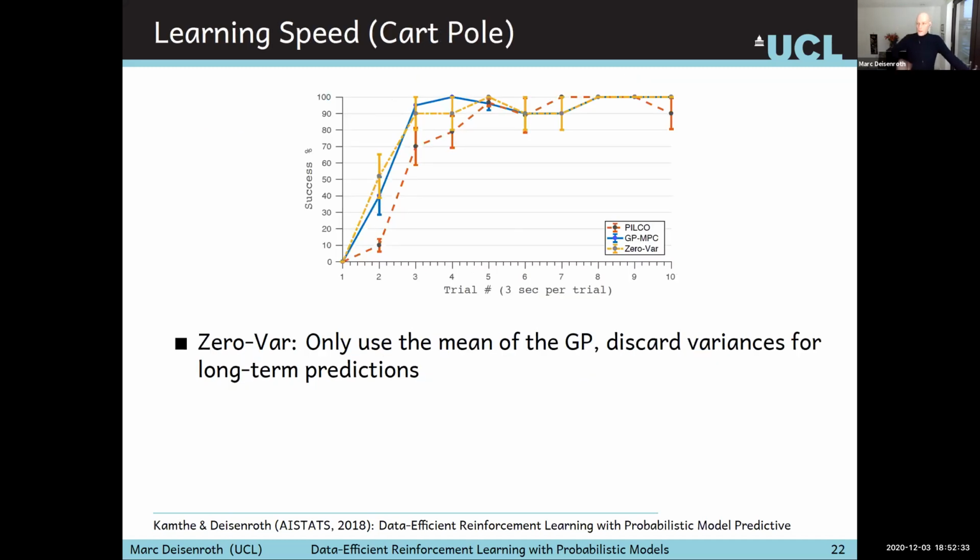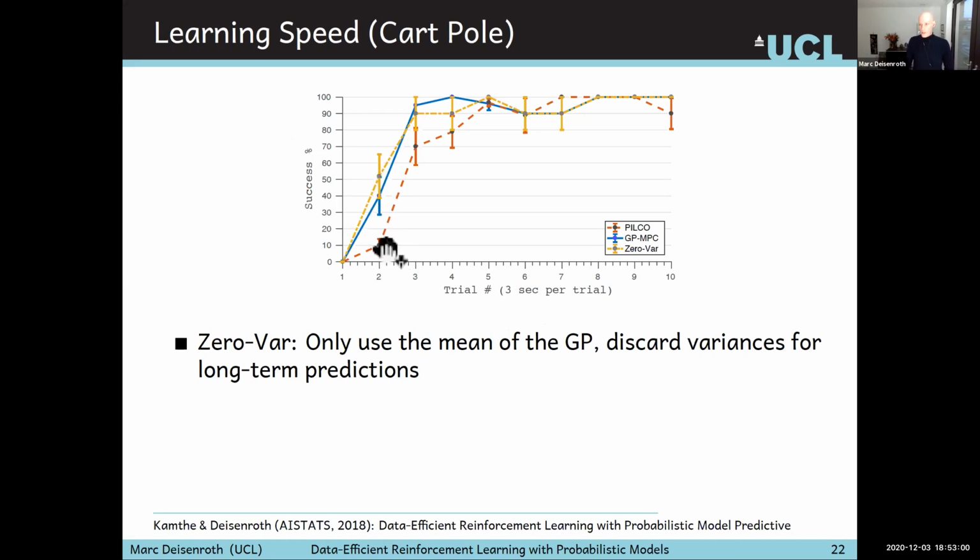Now we're going to go back to the card-pull system that I introduced earlier. I use this as a running example. We are going to look at 3 different ways to control the card-pull system. So here on the horizontal axis we have the number of trials that we run the system on. Each trial is 3 seconds. And then we have here a success rate. So we ran this for, I think, 100 experiments.